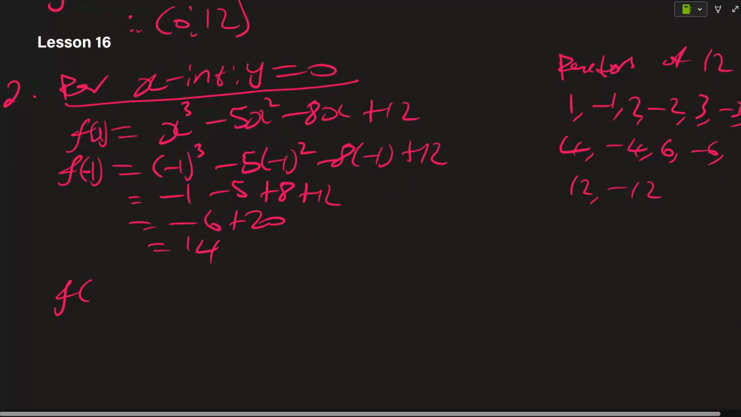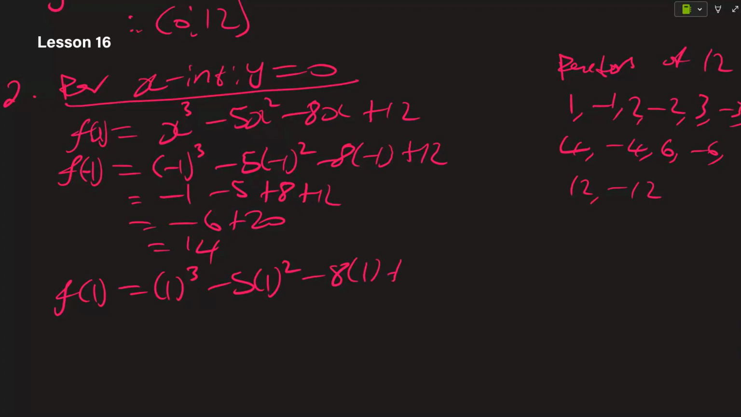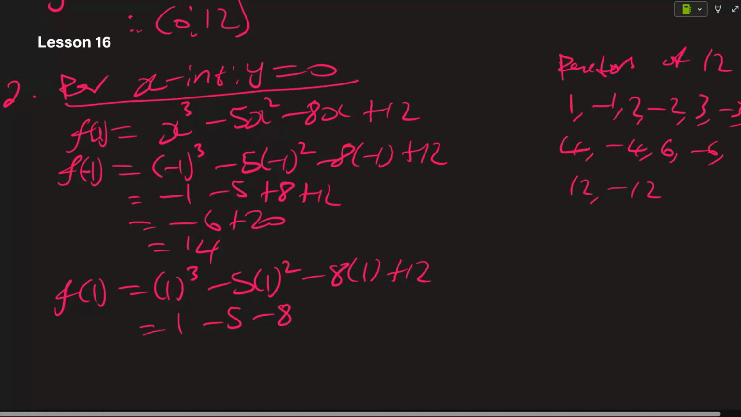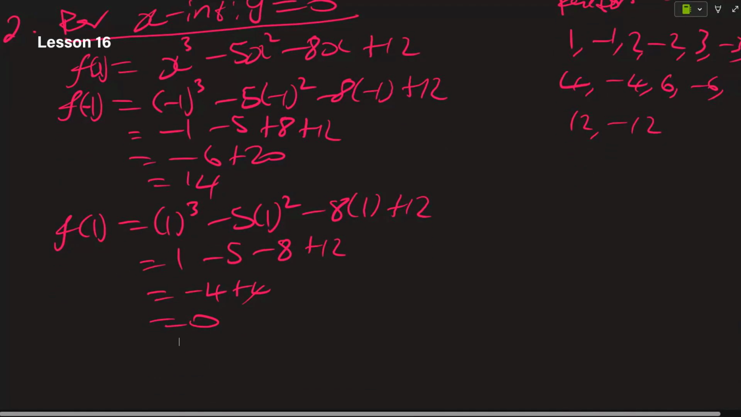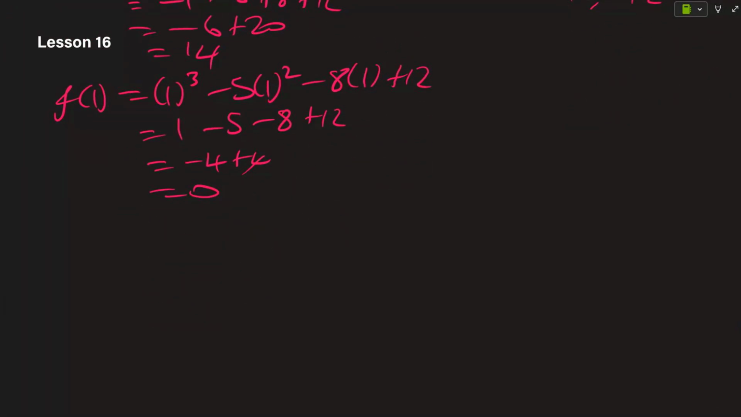So let's try +1 and see what we get. So 1 cubed minus 5 times 1 squared minus 8 times 1 plus 12. That is 1 minus 5 minus 8 plus 12. So that's going to be -12 plus 12, which is 0. Brilliant, we get 0. So that means x minus 1 is a factor here. Then you say therefore x minus 1 equals 0, so x equals 1.